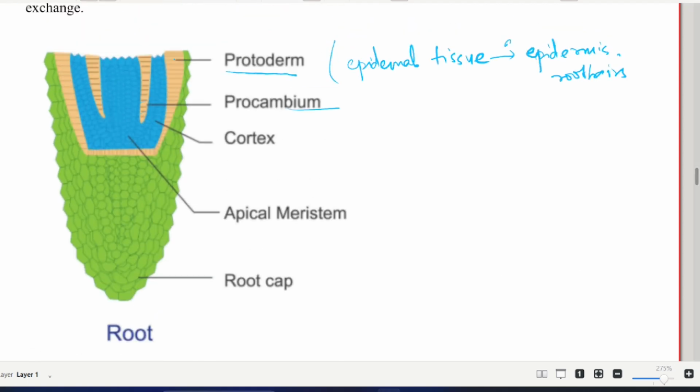So as the protoderm is responsible for the outer formation, that is the epidermal tissue, these are responsible for the formation of vascular tissues like xylem and phloem for the transport of water, minerals, and food.